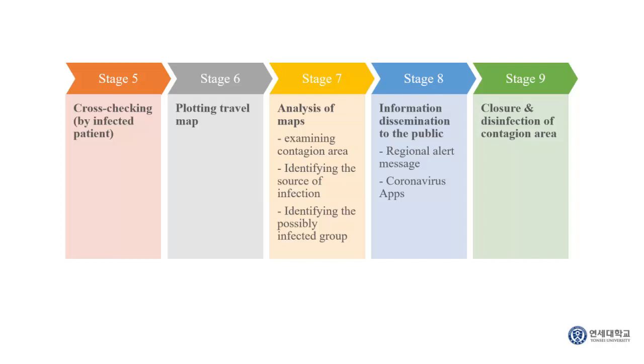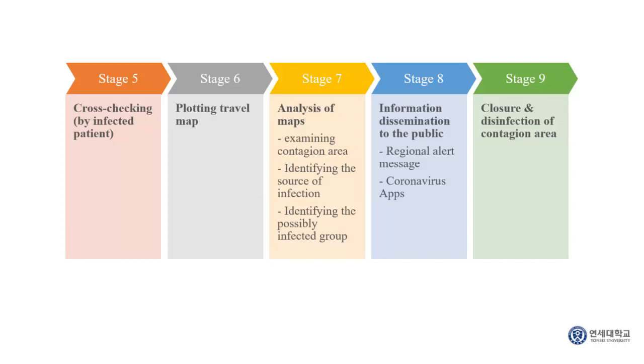Then the collected information is cross-checked with infected patients. Then they plot the travel map and start analyzing the map, examining the contagion area, identifying the source of infection, and identifying the possibly infected groups. Based on this analysis, the information is disseminated to the public.